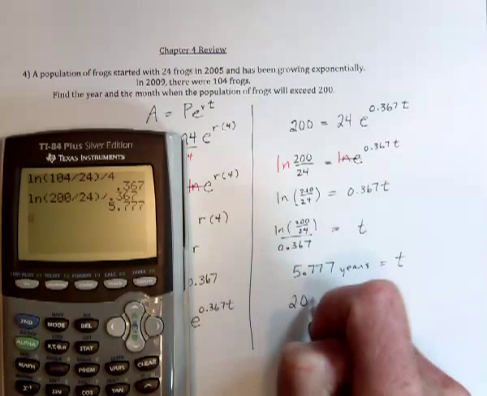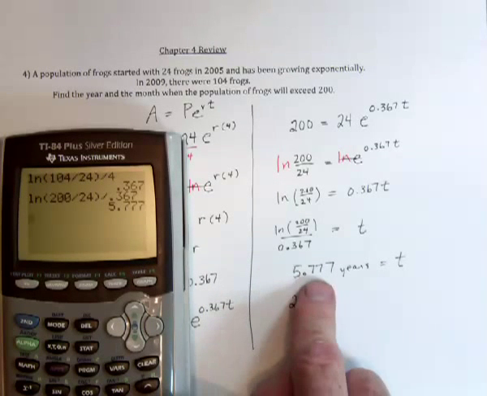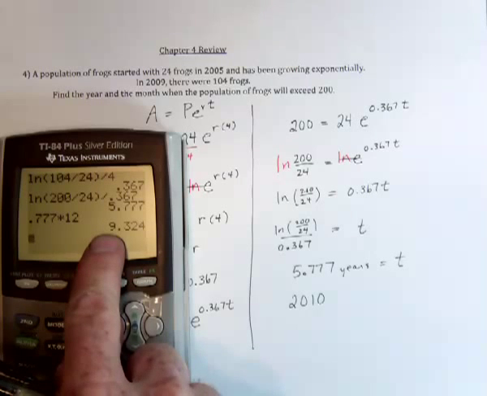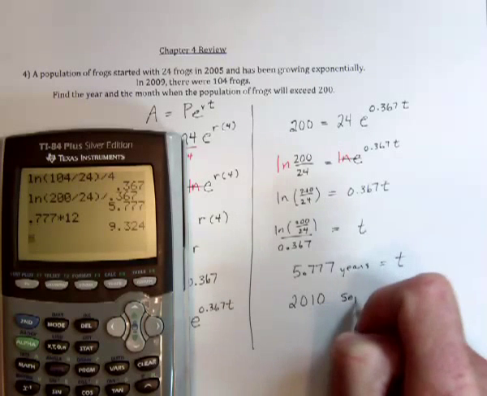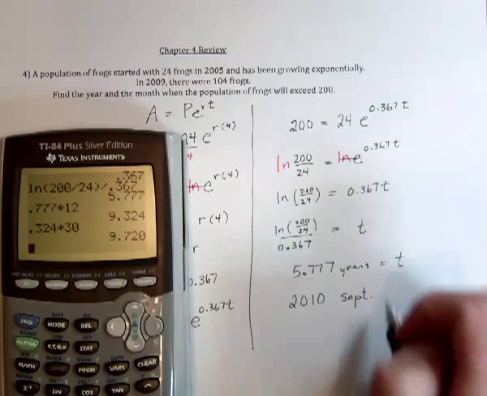2010. And now that we're done with the 5, use the 0.777. So it's basically saying 77.7% of a year. And since a year has 12 months, multiply by 12, and it's going to be the 9th month. So that would be September. And if you even want to know the day, you can just take the decimal part, 0.324, and multiply with how many days are in September, and it would be the 9th, September 9th.